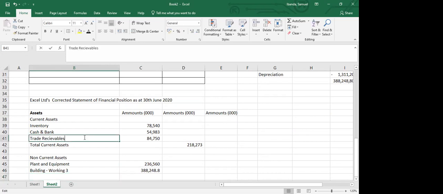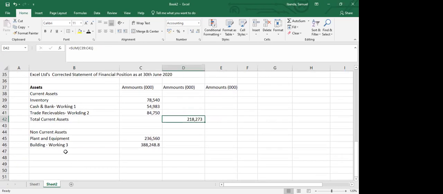This was also working 2. This was working 1. I say these are where the marks will be, especially when you're doing a corrected statement of financial position or anything. It will be on those things that are going to change. So is there any assets? So this we recorded, buildings we recorded. Do we have any other assets here? Land.